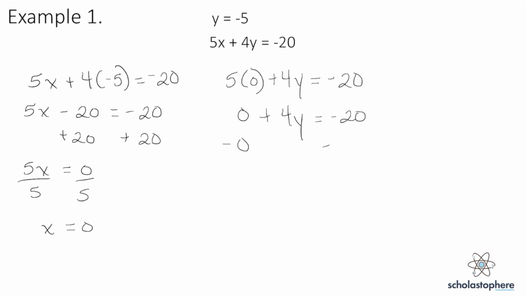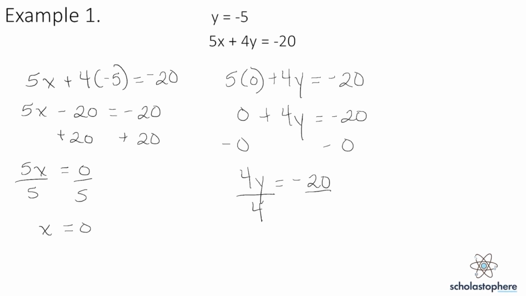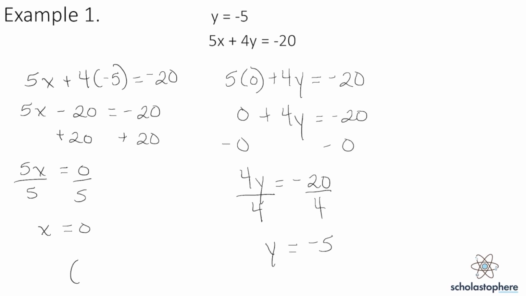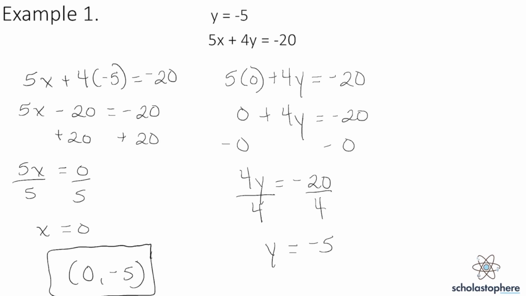We need to get the 4y by itself. So in order to do that, we need to subtract 0 from both sides of the equal sign. Once you do that, you should get 4y equals -20. In order to get y by itself, both sides need to be divided by 4, and y is equal to -5. So the coordinate point answer for this problem is parentheses 0, comma, -5, close the parentheses. And remember, the coordinate point just lets us know that when these two equations intersect, they intersect at that point.